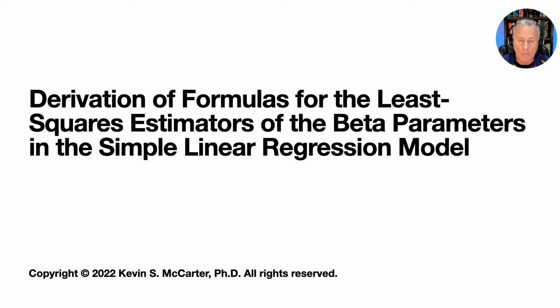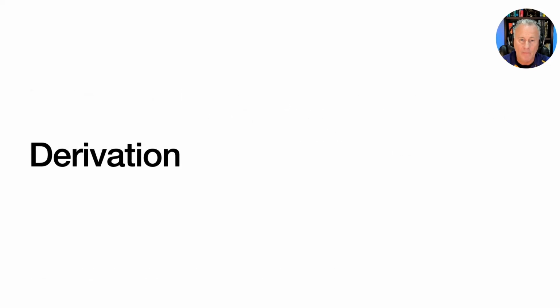In this lecture, we derive formulas for the least squares estimators of the beta parameters in the simple linear regression model, which can then be applied to any given bivariate data set. These formulas are derived from the normal equations by symbolically manipulating the normal equations so that we can algebraically solve them in terms of the least squares estimators. So let's take a look at the derivation.